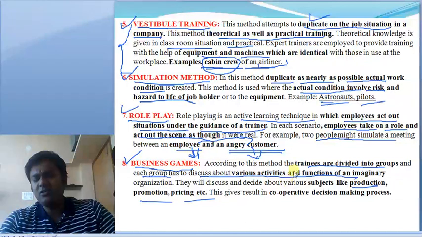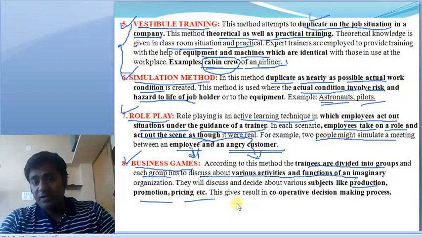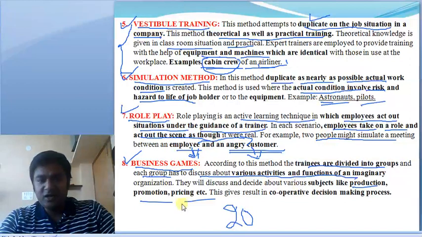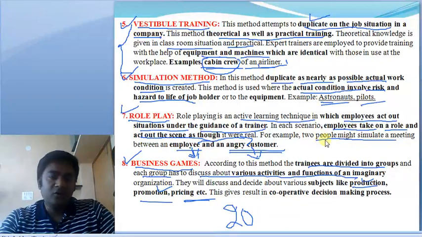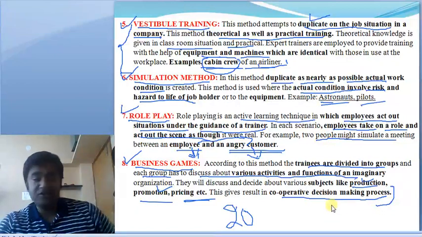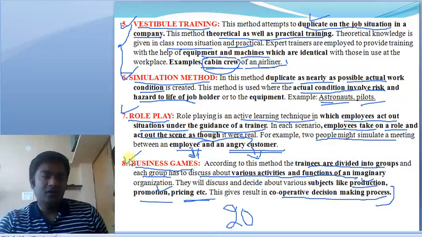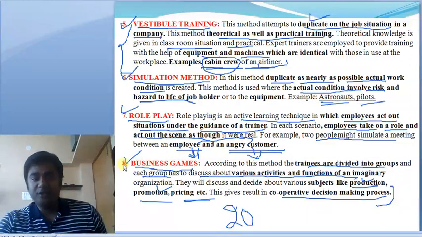For example, the trainees will be asked to start an imaginary company, and they will be allowed to spend a certain amount of money, say 20 lakh or 30 lakh rupees. With that amount, how much they will use for production or promotion, and how they price the product. In this way the different groups have to play this game. The result is that cooperative decision making is observed, how they take decisions in a group. So this is the last method of job training, that is business game.